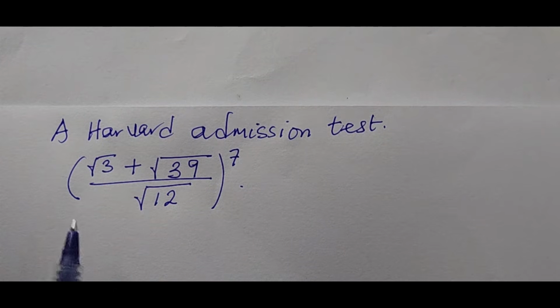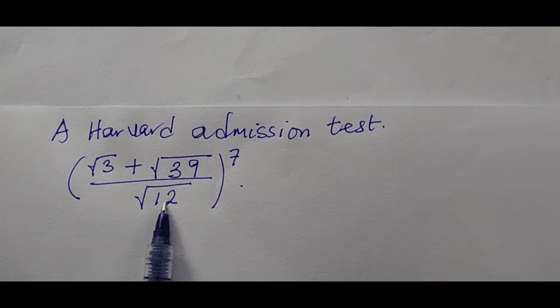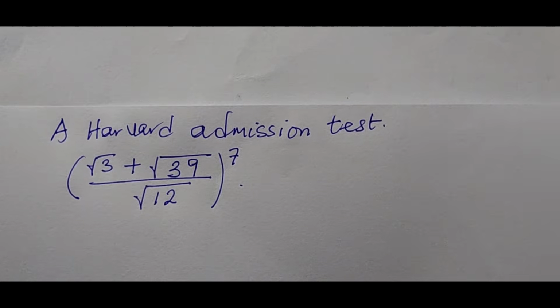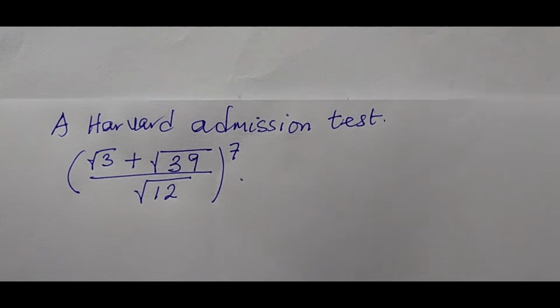So the question is: bracket open square root of 3 plus the square root of 39 all over square root of 12, all raised to power 7. So how do we simplify this without the use of the calculator?